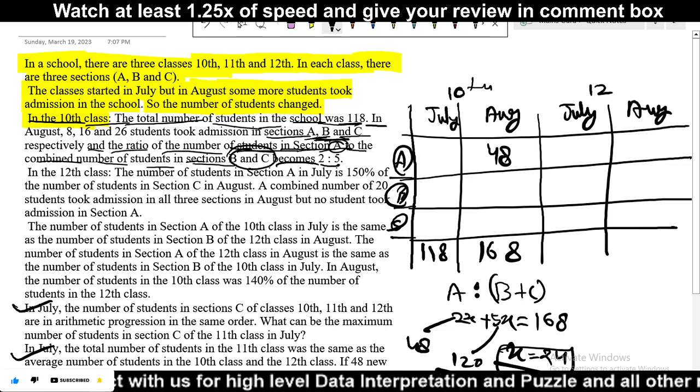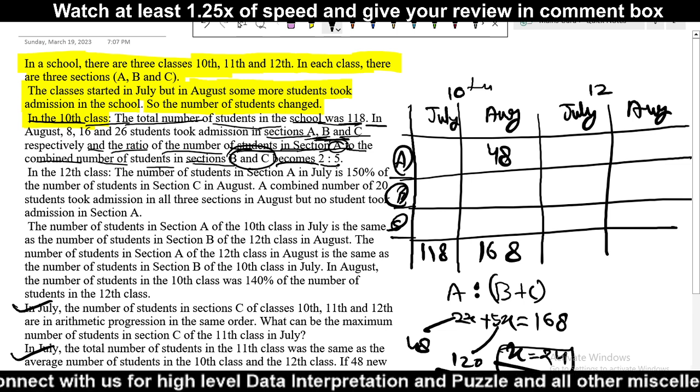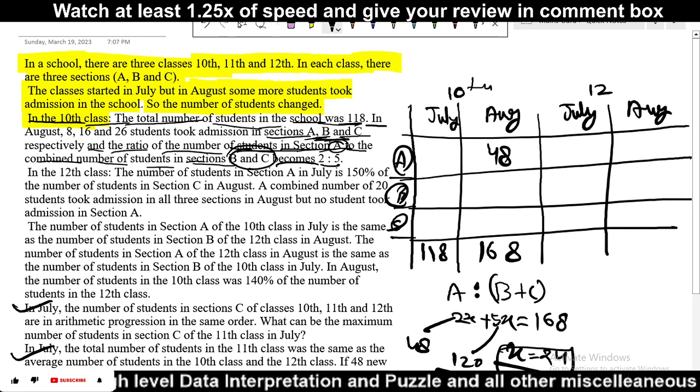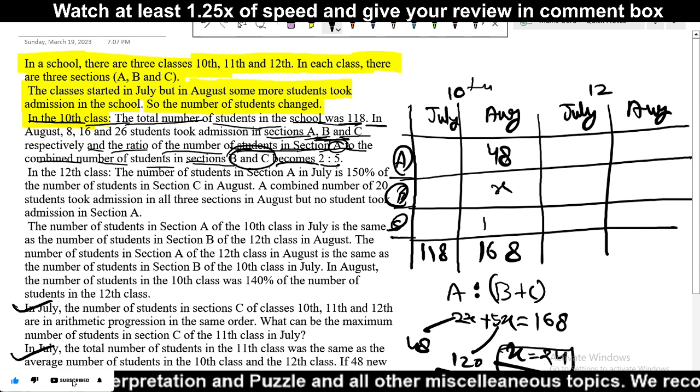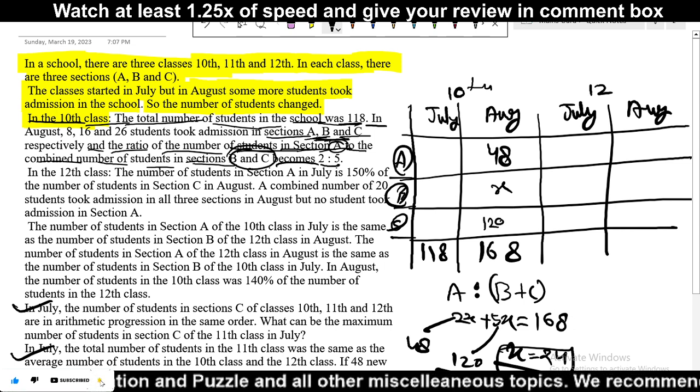Now what we can do, we cannot write 120 here, neither here. So in this condition we will let one of these numbers be x. Then what will be the other number? This will be 120 minus x. I hope you understand.